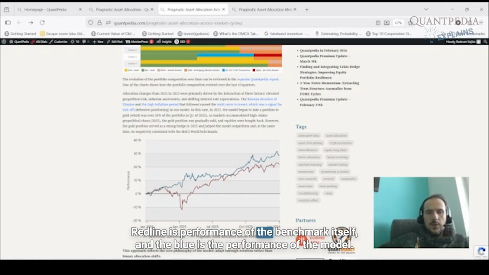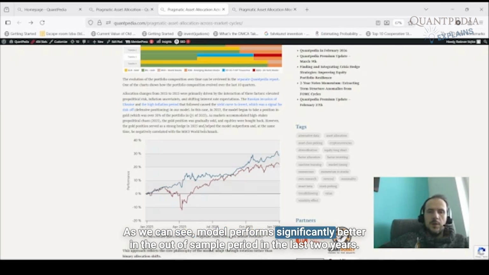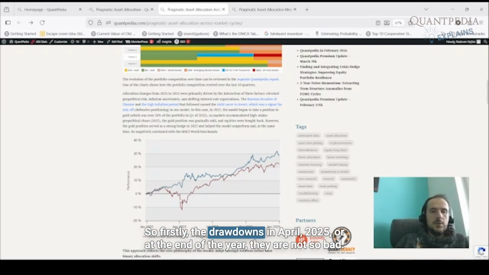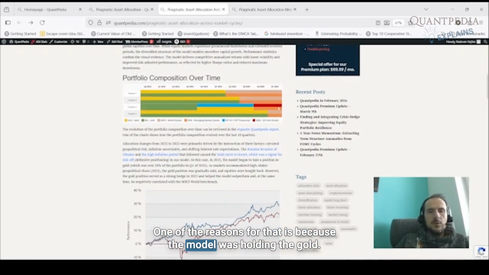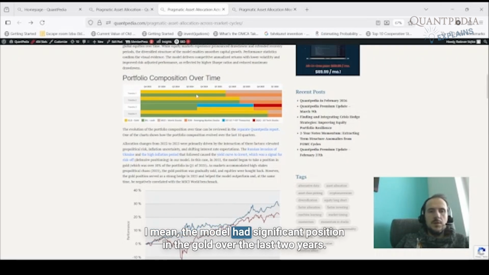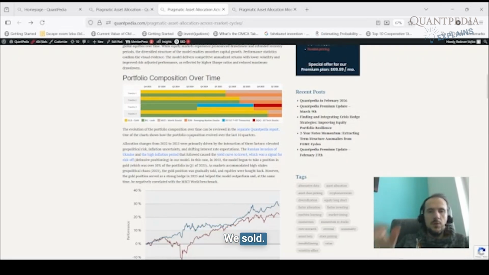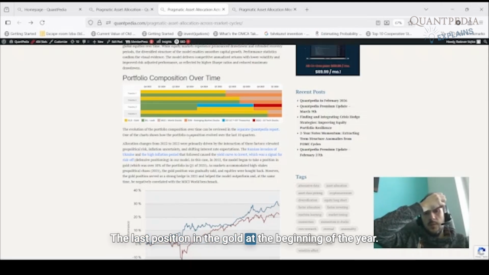The red line is the performance of the benchmark itself, and the blue is the performance of the model. As we can see, the model performed significantly better in the out of sample period in the last 2 years. Firstly, the drawdowns in April 2025 or at the end of the year are not so bad, they are significantly better. The model does not have drawdowns like the market itself. One of the reasons is that the model was holding gold. The model had a significant position in gold over the last 2 years. We sold the last position in gold at the beginning of the year.